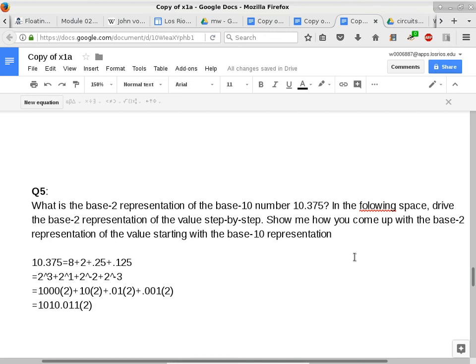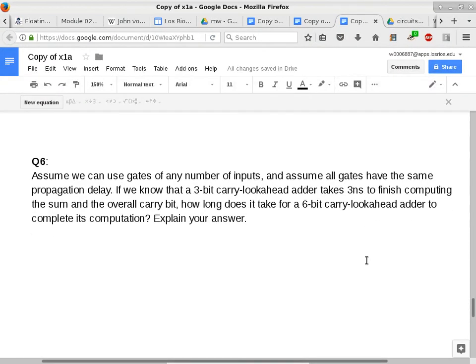Are there any questions about number 5? No questions. Moving on to number 6. Assume we can use gates of any number of inputs, and assume all gates have the same propagation delay or latency. If we know that the 3-bit carry look ahead adder takes 3 nanoseconds to finish computing the sum and the overall carry bit, how long does it take for a 6-bit carry look ahead adder to complete its computation? Explain your answer.